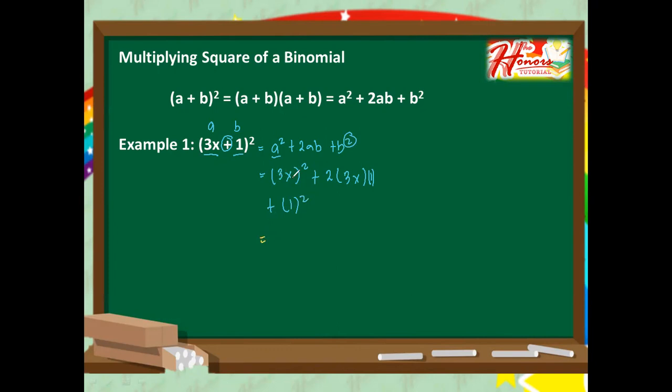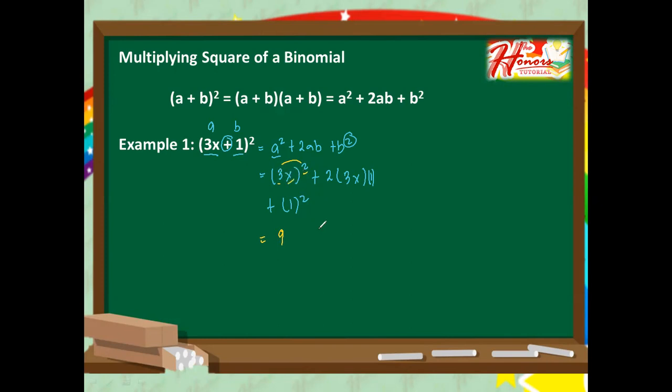Let's simplify first 3x squared. Please, you have to distribute the exponent 2 in each of the numbers and letters inside the parentheses. So that is 3 squared. Please remember, 3 squared is not 3 times 2. It is 3 times 3, because this exponent is telling you how many times you are going to multiply 3, which is your base, to itself, and that is twice. So that is 3 times 3, that's 9.